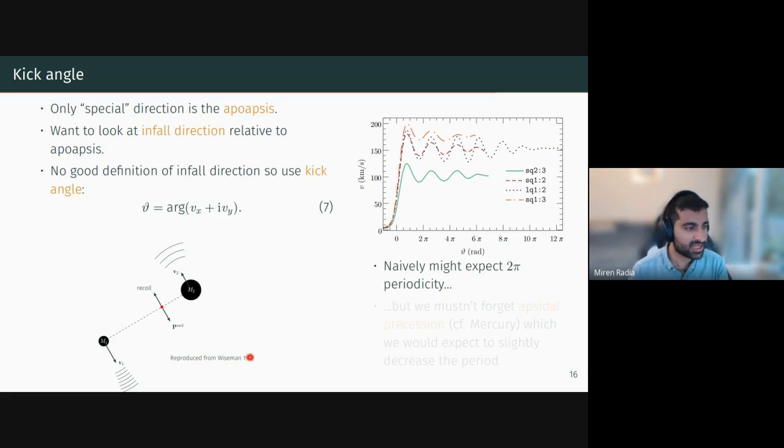So what we did is we plotted the kick against the kick angle theta, which is just the angle in the orbital plane. I've added suitable multiples of 2 pi to make this curly theta a monotonic function of the initial tangential momentum p. And here you can see that the oscillations have an almost constant frequency, which doesn't seem to depend on the mass ratio. It seems to be almost independent of the mass ratio. And naively, we might expect 2 pi periodicity.